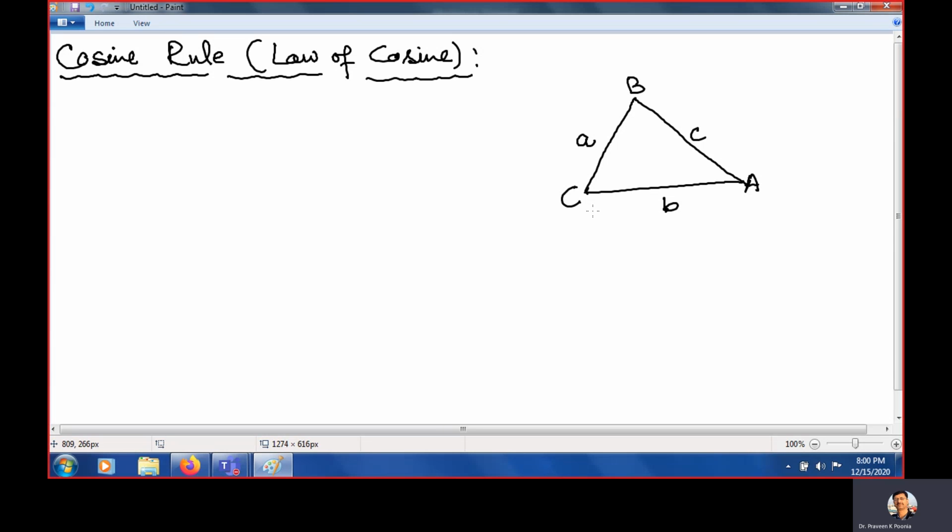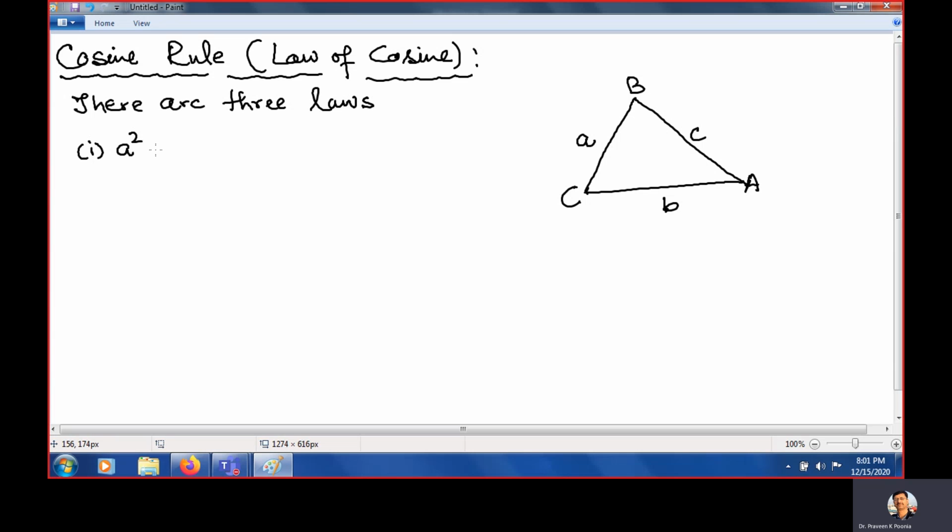Sides are known by their angles. This is the terminology: if angle A is here, the opposite side is always A. If angle B is here, the opposite side is B. If C is here, the opposite side is C. So there are three laws. Clear?